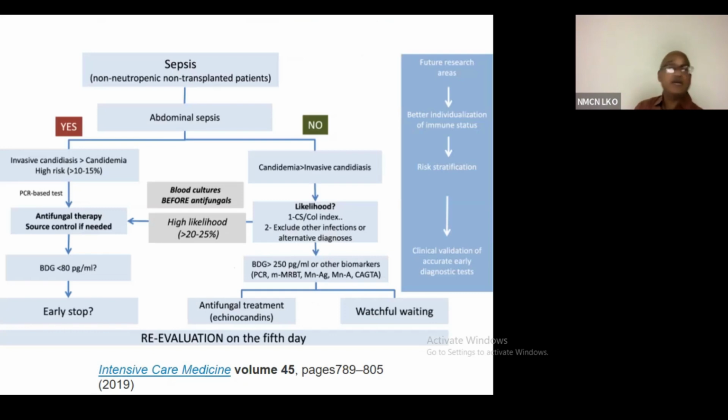Abdominal sepsis. I think I have gastrosurgeons here. How many gastrosurgeons are in this audience? None? Okay, a few of them.